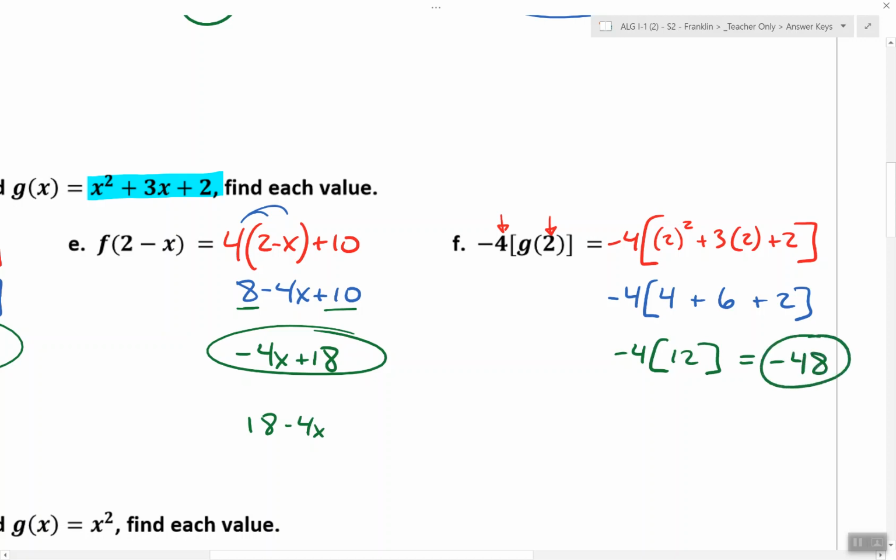Now we were able to get a number for our answer here because our input 2 was just a number. If it had had a variable like x or a or something, then that would show up in our answer.